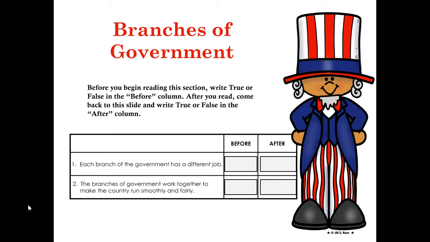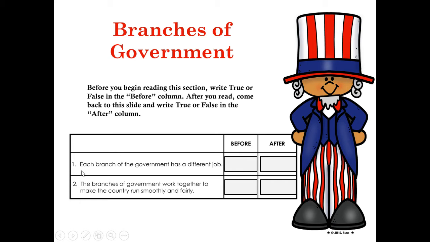We're going to start by filling out our before column and getting our brain thinking: what do we know and don't know already about the branches of government? And remember, you might not know the answers, and that's okay. This is just to get us thinking. So in the first column that says before, under branches of government, you're going to write true or false based off of what you know or think you know.